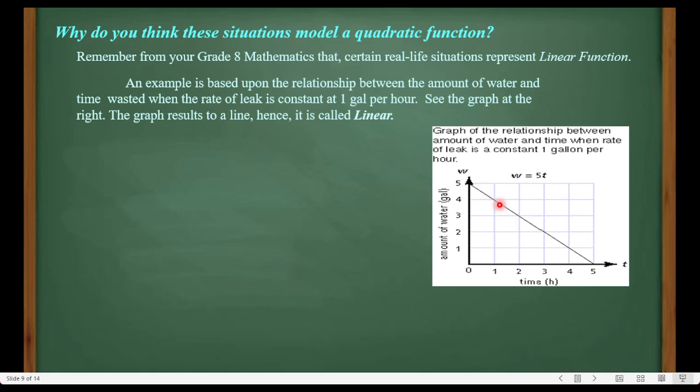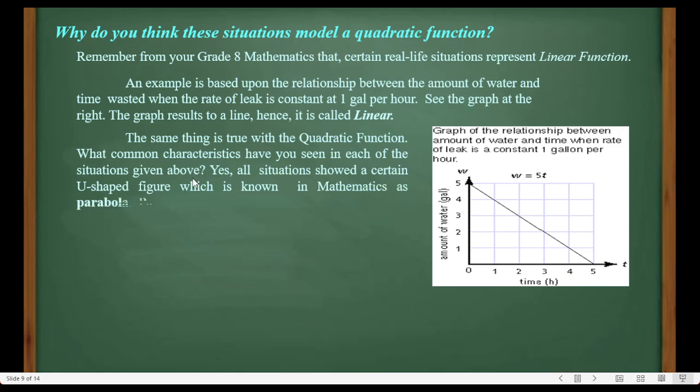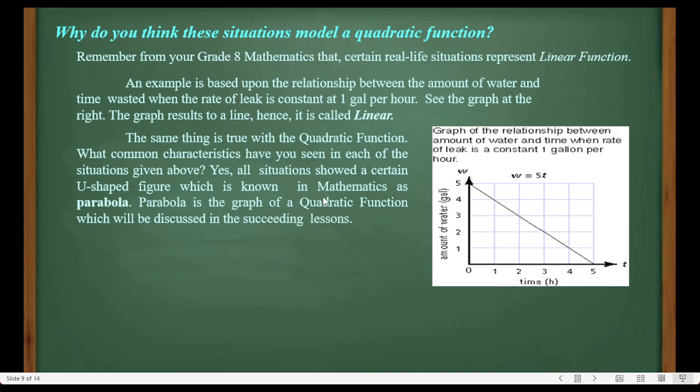This one, okay? The graph of the relationship between the amount of water and the time when rate of leak is a constant 1 gallon per hour. The same thing is true with quadratic function. What common characteristics have you seen in each of the situations given above? Yes, all situations showed a certain U-shaped figure which is known in mathematics as parabola. Parabola is the graph of a quadratic function which will be discussed in the succeeding lessons.